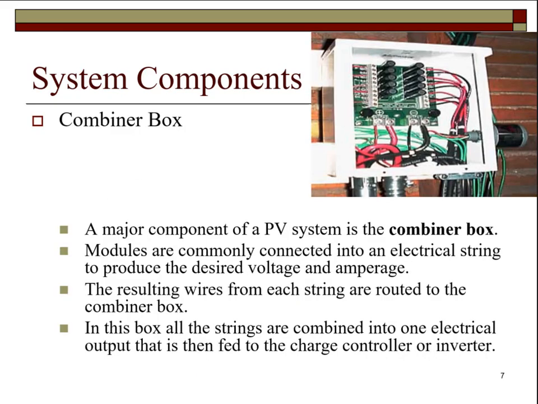Here we see an open view of a combiner box. An array may have many individual circuits. These circuits are run into the combiner box and combined into one circuit that goes to either the charge controller or the inverter. The combiner boxes usually have a circuit breaker for each of the individual circuits coming into it.